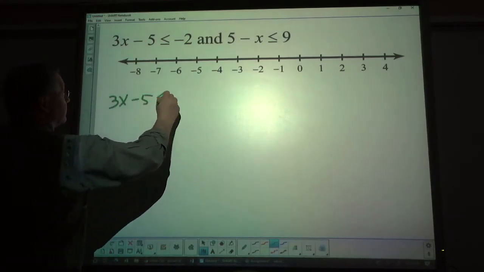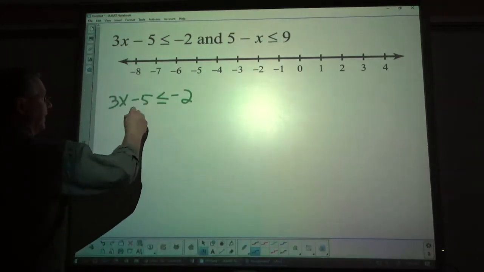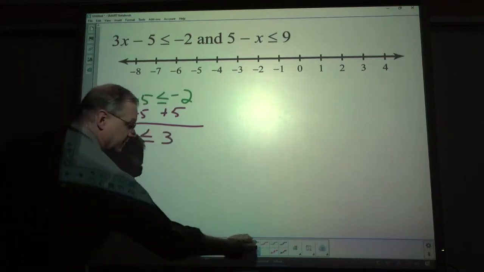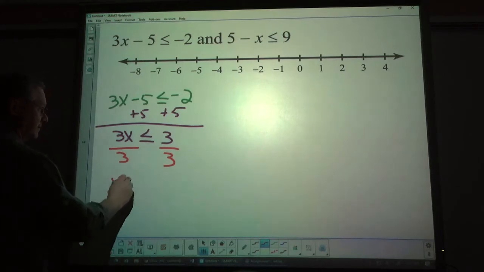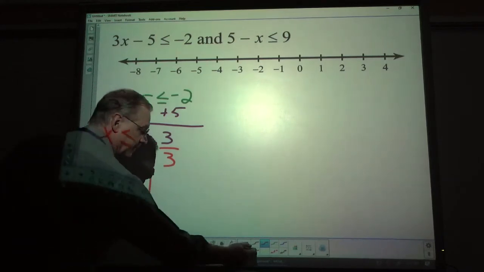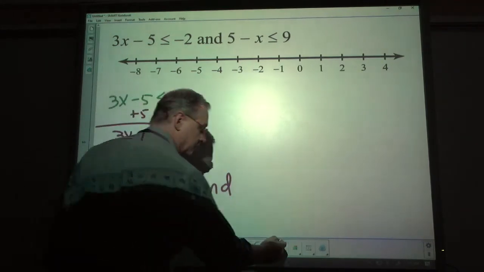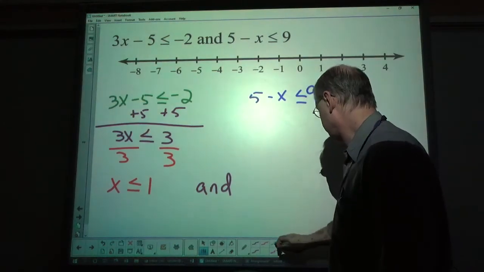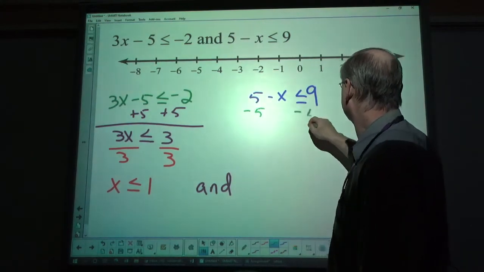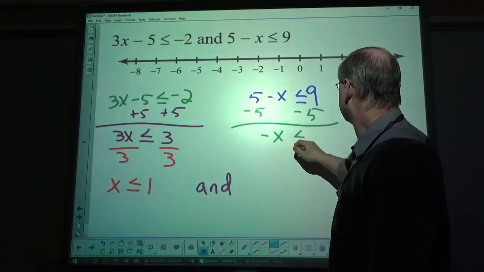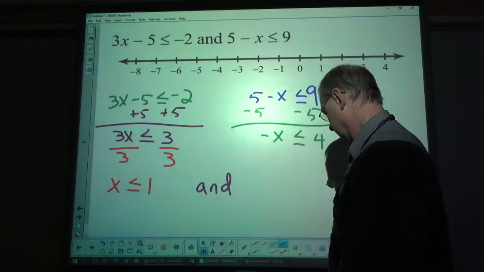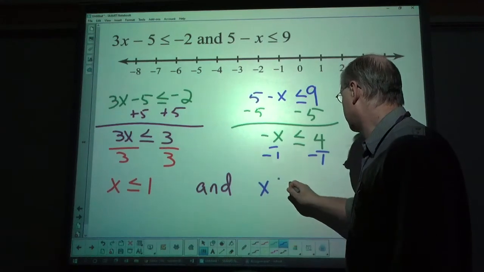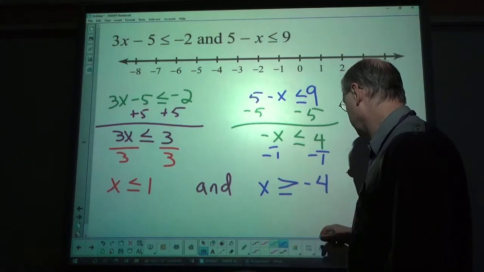3x minus 5 less than or equal to negative 2. Let's solve it. Add 5. 3x less than or equal to 3. Divide by 3. X is less than or equal to 1. And on the other one, 5 minus x less than or equal to 9. Subtract 5. Negative x is less than or equal to 4. And divide by a negative 1. X is greater than or equal to negative 4.